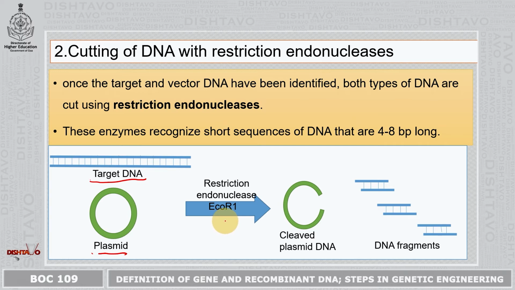So this EcoR1 restriction endonuclease is isolated from the bacteria E. coli. So after treating this target DNA and the plasmid DNA with this restriction endonuclease, this endonuclease will go and bind at the specific sequences. Those are the short sequences about 4 to 8 base pairs long. So they will cleave the phosphodiester bond. For example, if you have a plasmid DNA, it will cleave this bond. Next, the target DNA again will be cleaved by the restriction endonuclease, and you will get the DNA fragments which will be formed.